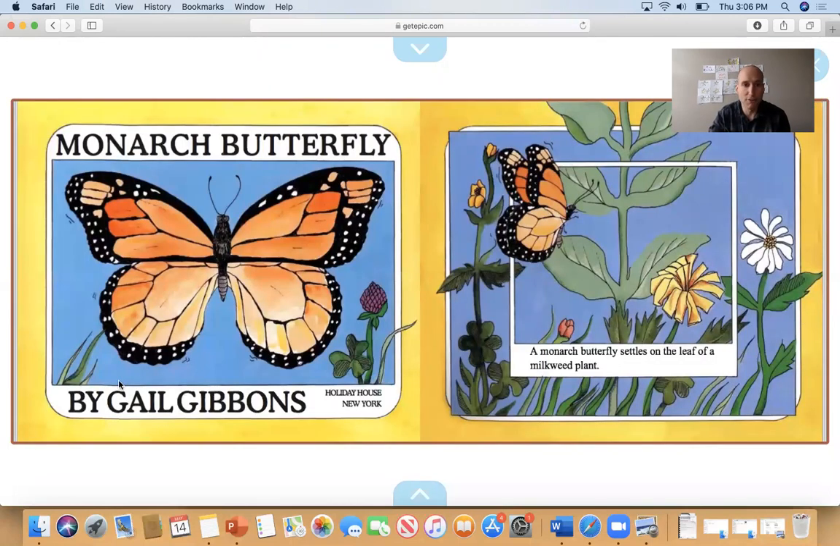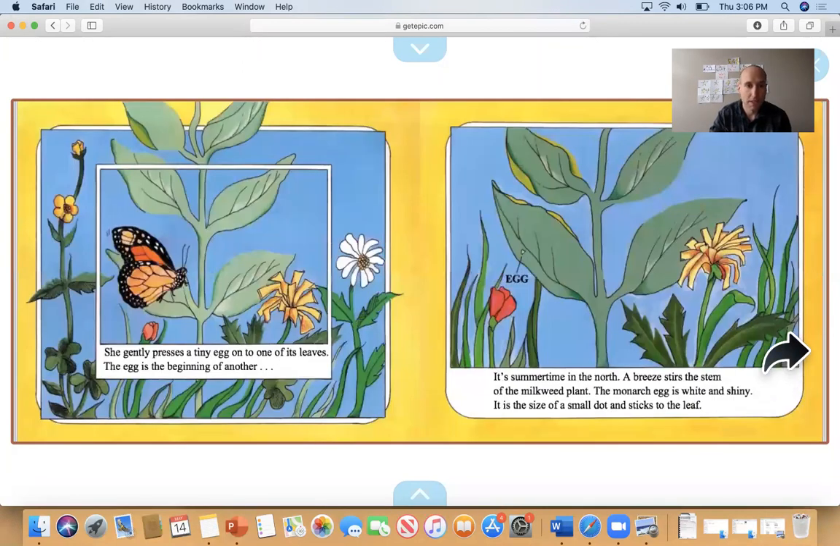So monarch butterflies by Gail Gibbons. A monarch butterfly settles on a leaf of a milkweed plant. She gently presses a tiny egg to one of its leaves. The egg is the beginning of another. It is summertime in the north. A breeze stirs the stem of the milkweed plant. The monarch egg is white and shiny. It is the size of a small dot and sticks to the leaf. And here's a great illustration of how that happens.